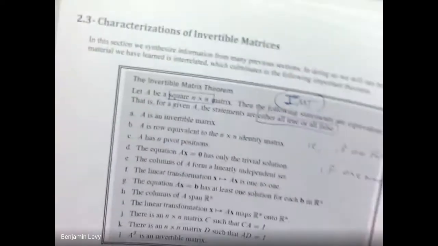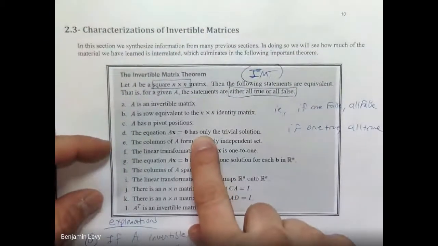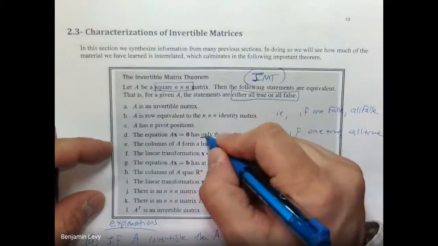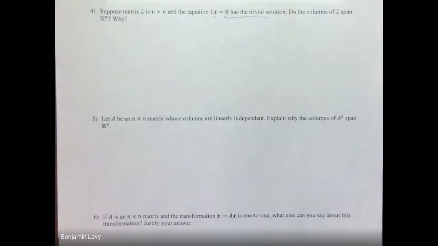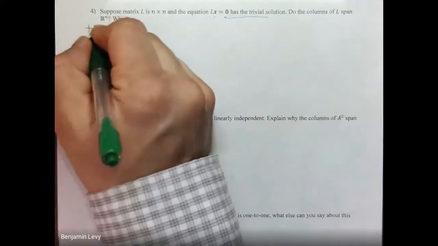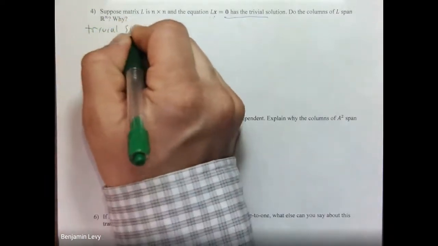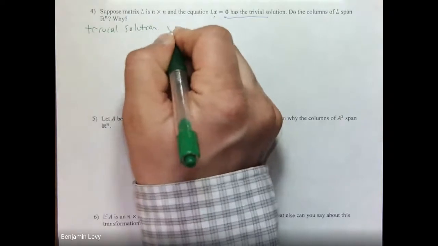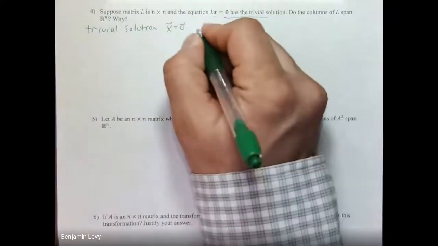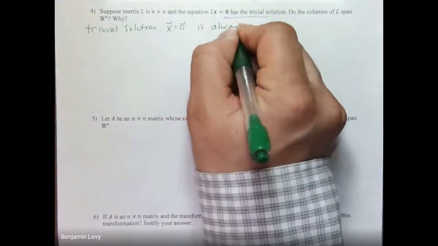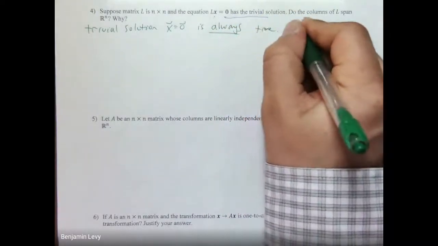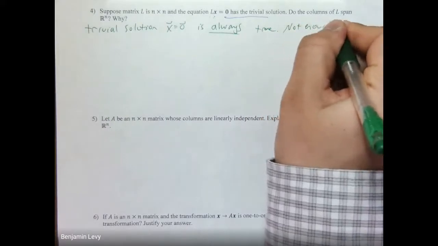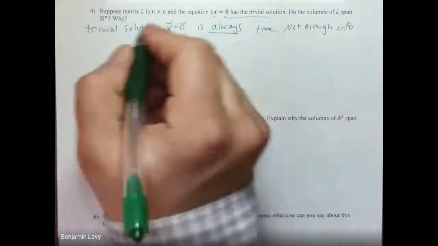What the IMT says is that it has only the trivial solution, right? And that word only is not here. And so the first thing we should note is that x equals 0 is always a solution. We don't really have enough info here. So the trivial solution, which is x equals 0, is always true. And so there's not enough info here to answer this question.